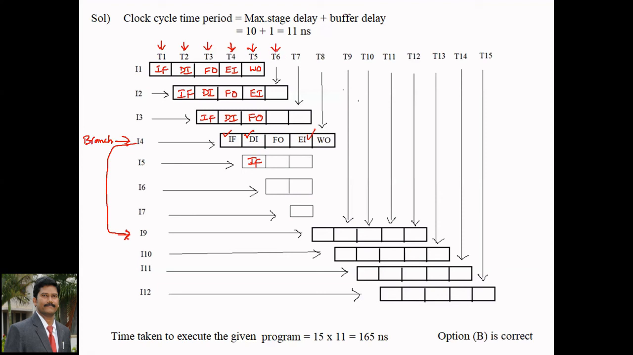And at T6 what happens? I1 is already completed in T5, so I2 enters into the WO stage, I3 enters into the EA stage, and I4 enters into the FO stage, okay, and I5 also enters the DI stage because DI is free, you don't know it has to jump to I9. And I6 also enters because IF is free, since you don't know it has to jump to I9 until the EA instruction. At T7 what happens?